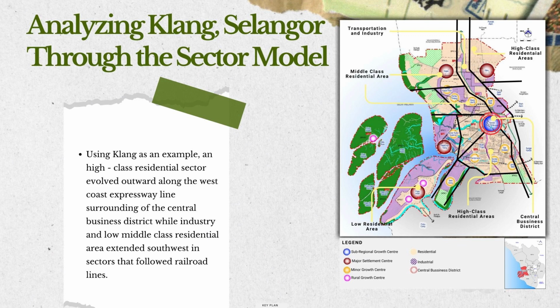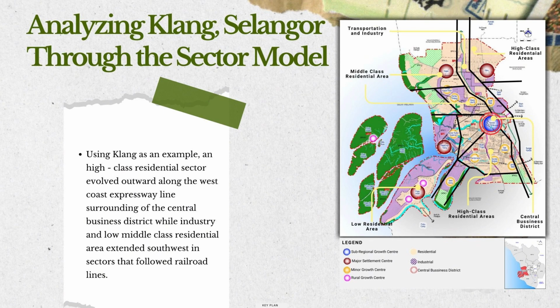Secondly, the upper part of the map, which is north and northeast, is designated as transportation and industry. According to Hoyt's model, industrial areas tend to develop along major transport routes such as highways, railways, and ports. This matches the industrial growth along the major highways and the Port Klang area, ensuring efficient goods movement. From Hoyt's model theory, low-class residential areas develop near industrial areas due to affordability and job proximity.